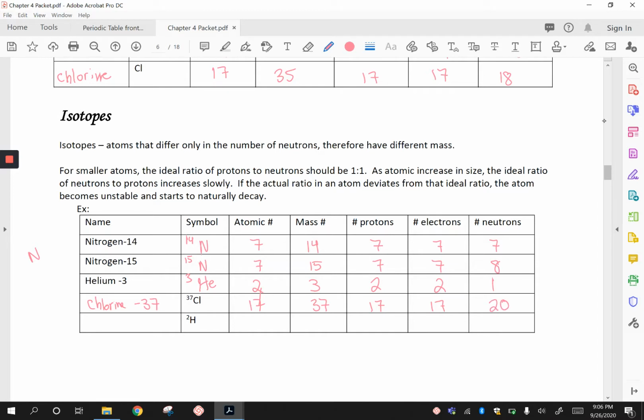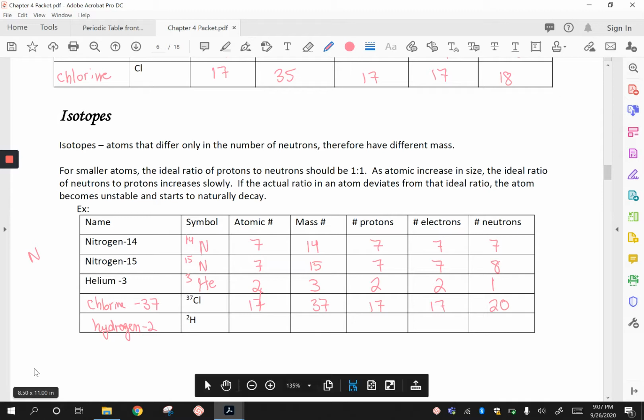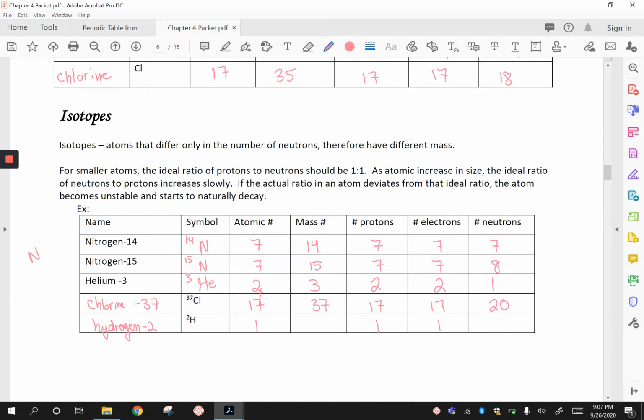Last one we'll do with isotopes. So this is hydrogen-2, also known as deuterium. The atomic number for hydrogen is 1, which tells us the protons and the electrons are 1. The mass number, since they specify which isotope, that's the mass number that you use, so 2. And 2 minus 1 would be 1 neutron.